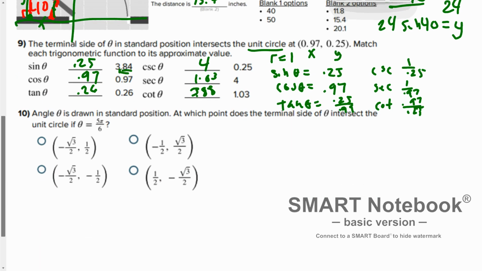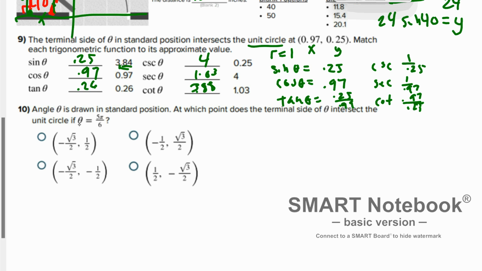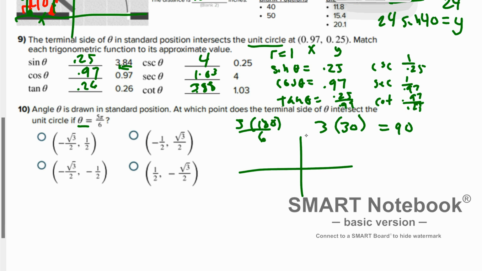All right, number 10 here. If theta is 5 pi over 6, I can convert that to degrees if I want to. Pi is just 180. So 180 divided by 6 is 30 degrees, and 3 times 30 is 90 degrees. So we're at 90 degrees. What is our x and y at 90 degrees? If I open up to 90 degrees, that'd be 0, 1.